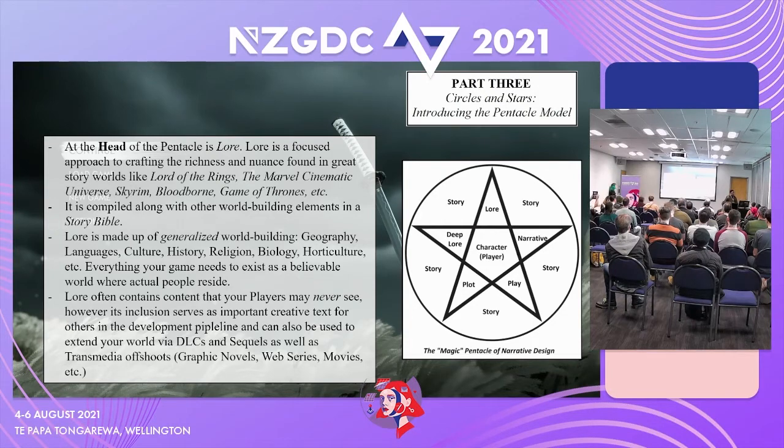They might come under different names, but you get the idea. So lore, in my mind, is made up of generalized world building, geography, languages, culture, history, religion. You can add biology, horticulture, anything and everything that your game needs to exist as a believable world where actual people live. Lore often contains content that your players may never see as well. Now this sounds counterintuitive at first, but it is the inclusion of that content that is important as a creative text for others in the development pipeline, so that they can come alongside the story and create their content to work with that world. It also allows you to extend your world in the future via DLCs, sequels, as well as transmedia offshoots such as graphic novels, web series, movies, etc.